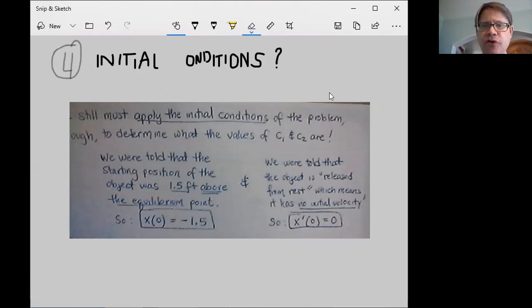We've got these two initial conditions, and now we want to see where they take us if we apply them to our general solution that we obtained in the previous slide. So when we apply x of 0 equal to negative 1.5 and x prime of 0 equal to 0, what can we now conclude from that? Well, we can get our final form by just doing a little bit of algebra.